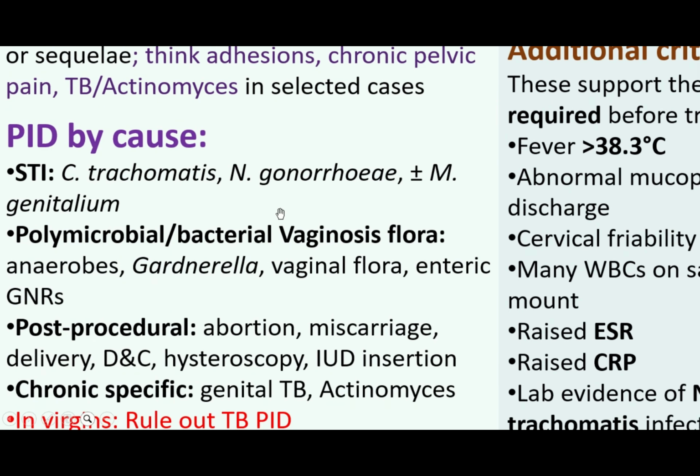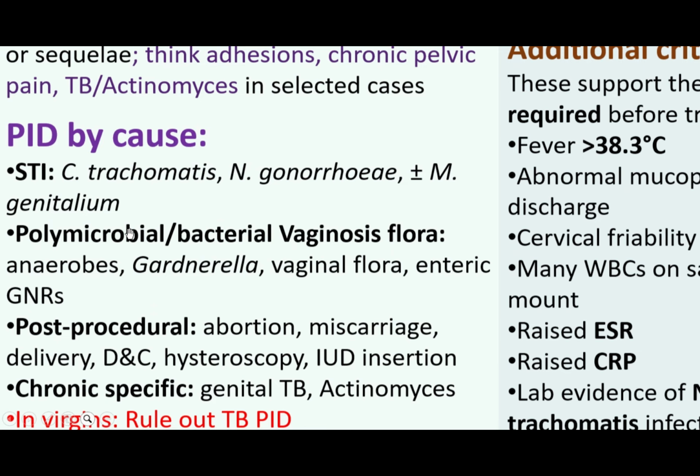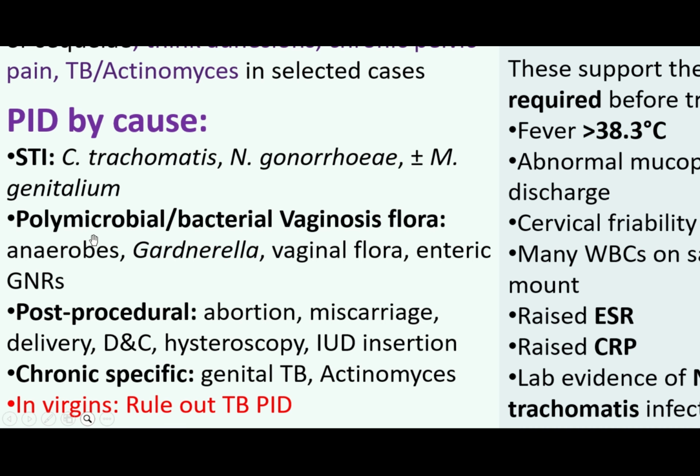So PID can also be classified by the cause. We have the PID that is caused by sexually transmitted infections. That's chlamydia trachomatis, gonorrhoeae, and mycoplasma genitalium, the most common STIs. Then it can be polymicrobial or bacterial vaginosis flora. That could be the cause of the PID, and this is a bit rare, but anaerobes as well as gonorrhoeae and the vaginal flora can go ahead and cause a pelvic inflammatory disease. That includes even candida. So candidiasis or fungus can also cause a pelvic inflammatory disease.